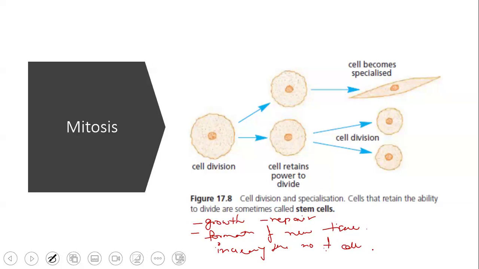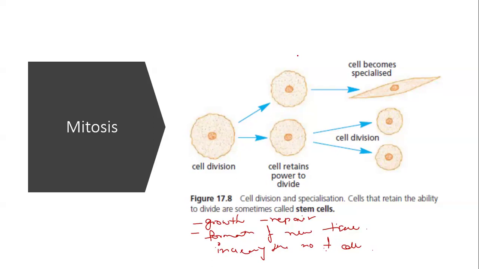Now, when we talk about mitosis, what are you expected to know in your exam? You are expected to know exactly what mitosis is and what the steps related to it are. So first of all, what is mitosis? Mitosis is the division of the cells to give you two daughter cells. So this is division of the cell in which a cell is dividing to give you two daughter cells. In mitosis, the DNA remains the same. The amount of DNA remains the same.